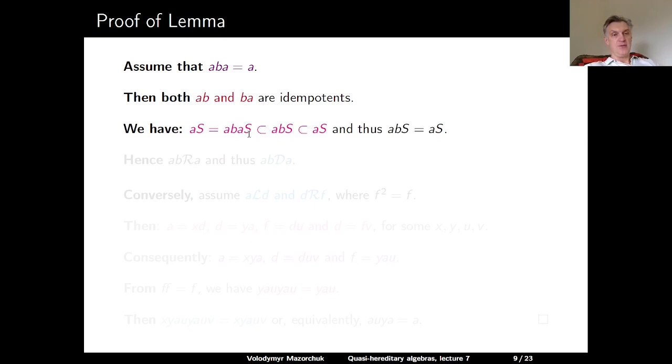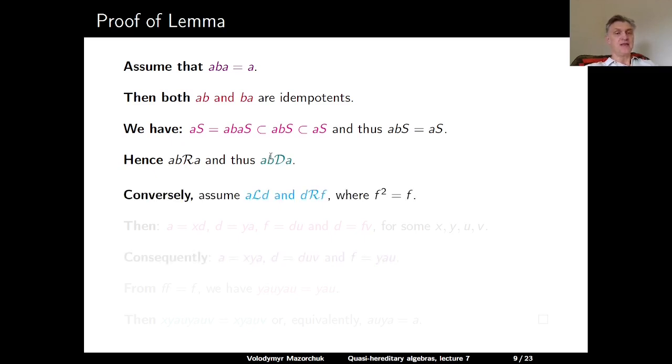Since A is equal to ABA, AS is equal to ABAS. This is, of course, included into ABS, and this is included into AS. So we have that ABS is equal to AS, and hence AB is right equivalent to A, which means that AB is D equivalent to A. So our element A is D equivalent to an idempotent AB.